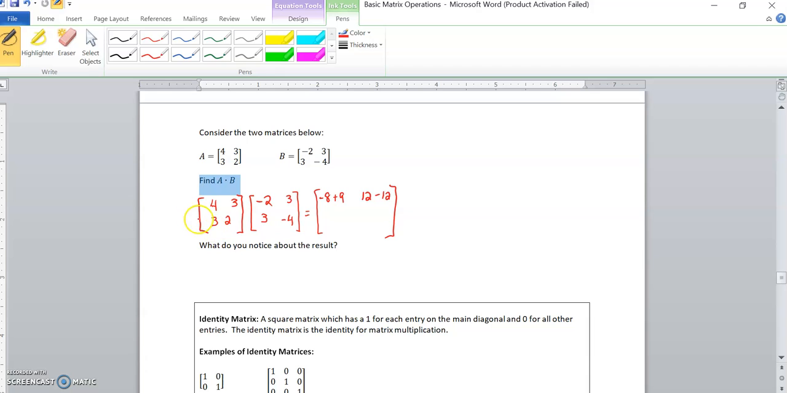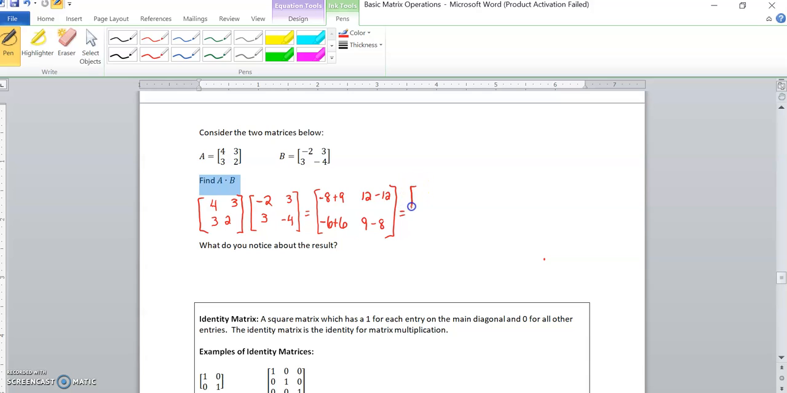And then we go to the second row. So we go second row, first column. So 3 times -2 plus 2 times 3. So that's -6 plus 6. And second row, second column, we take 3 times 3 plus 2 times -4. So that's 9 minus 8.